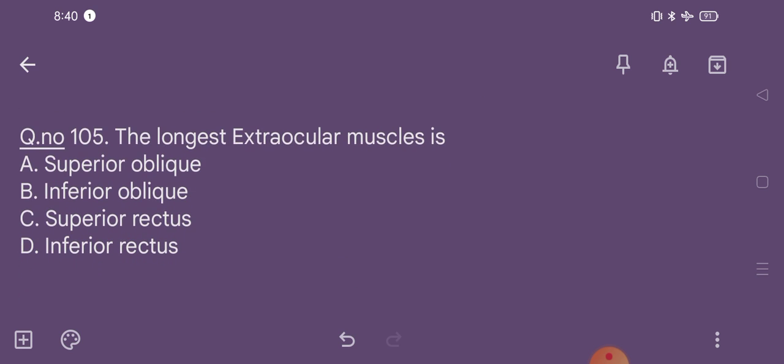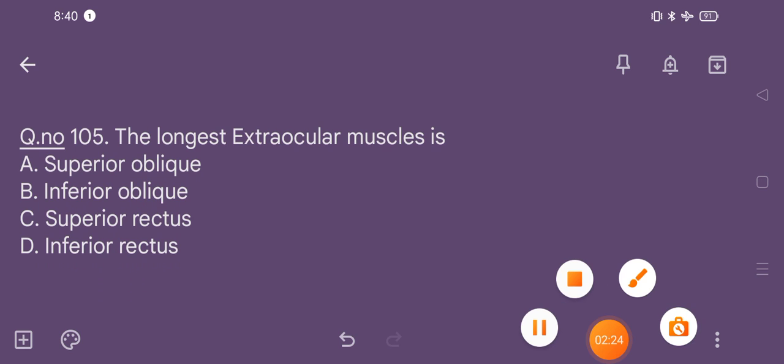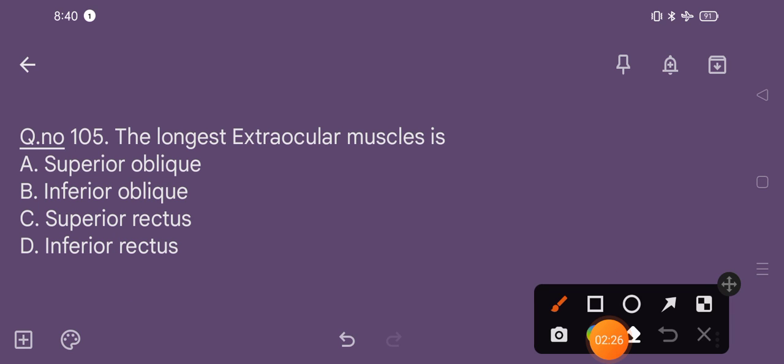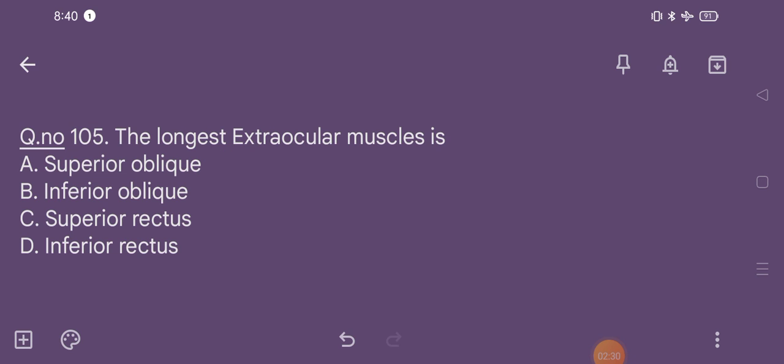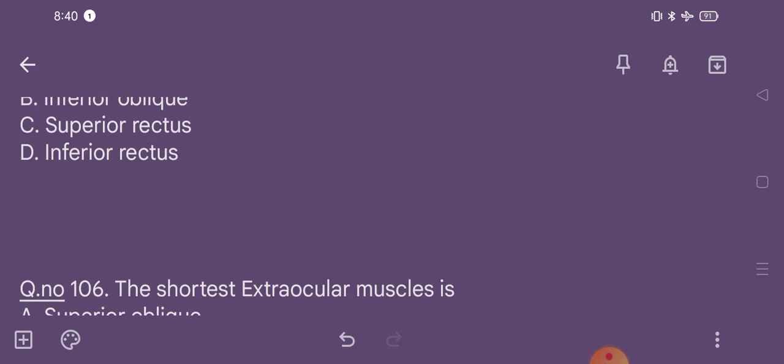Question number 105. The longest extraocular muscle is: option A, superior oblique; option B, inferior oblique; option C, superior rectus; option D, inferior rectus. The correct option is option A, that is superior oblique is the longest extraocular muscle.